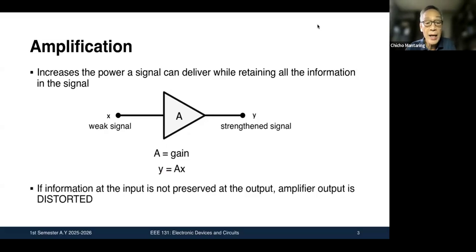If the information at the input is not preserved at the output, then we say that the amplifier output is distorted. So what are signs of distortion? For example, if it's speech or music, your speech might be garbled, or your music might sound wrong or something like that. Those are signs of distortion. All that means is that the information at the input was not preserved at the output.